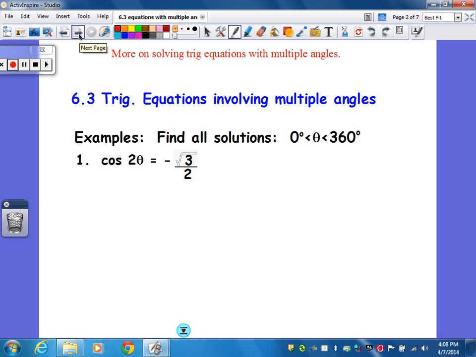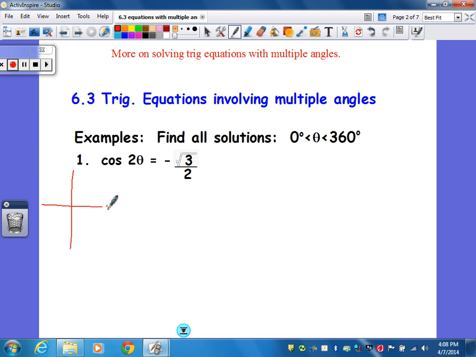Okay, first question. We want to find all solutions between 0 degrees and 360 degrees. We have cosine 2 theta equal to negative square root 3 over 2. Right away, I want you to think about what type of angle is that? Well, I'm going to make my unit circle right away.